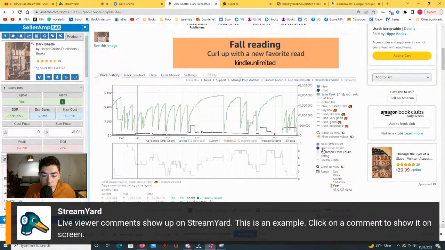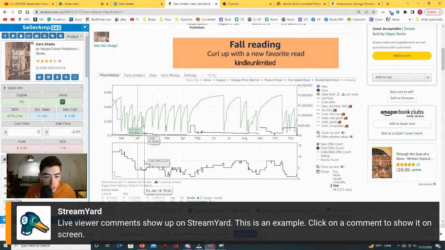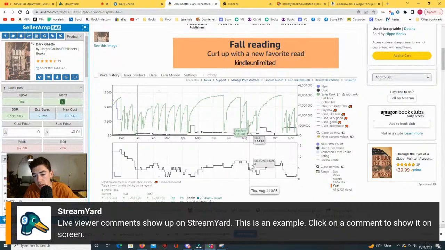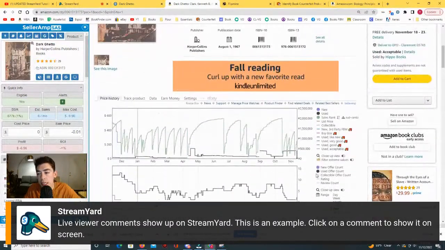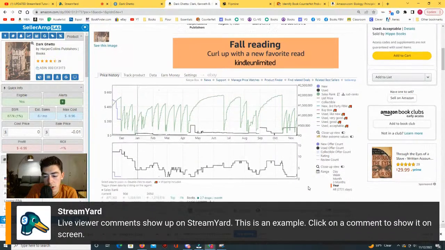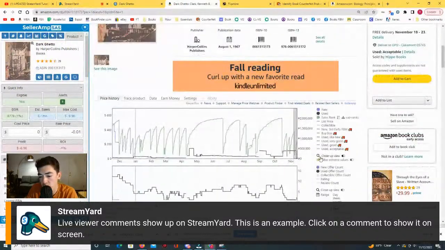But also at this time, right, the used offer count is low. There's only 2 copies in stock. Back here, when it was selling for that amount, it was anywhere from like 7 to 10 copies in stock. So if you were to buy this book, you just have to consider the risk associated with, well, what happens when more offers come on the listing? Probably what's going to happen is that this book's going to go down. And obviously right now it is down.